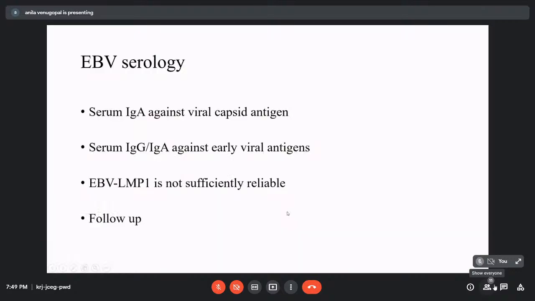EBV serology is also available, like serum IgA against viral capsid antigen and IgG and IgA against early viral antigens, and these can actually be used for follow-up. For a patient who has completed treatment and you are following up and expecting a recurrence, maybe you can look into the serology, and if the levels are raised, you can suspect a recurrence. And the test which is available but is not at all relevant is the latent membrane protein of EBV. That is not a reliable test.